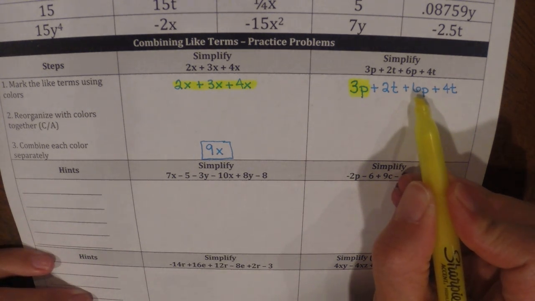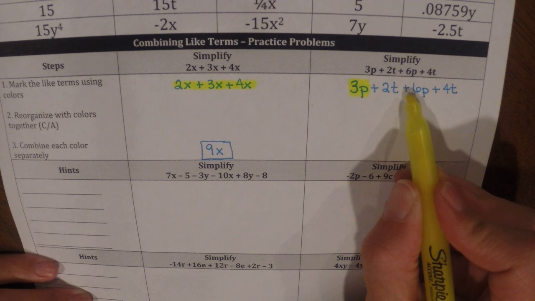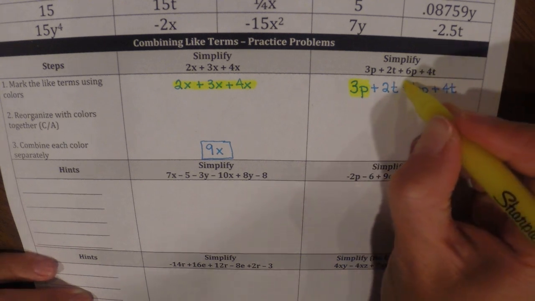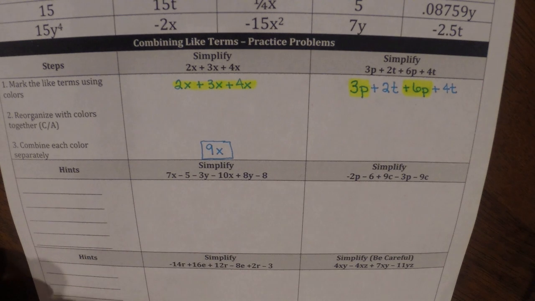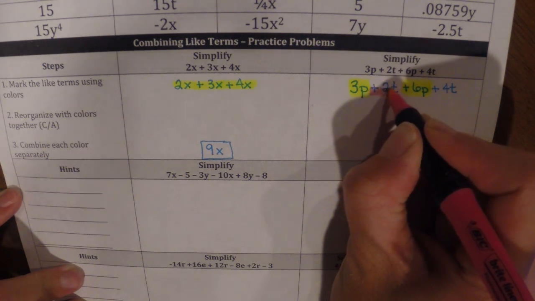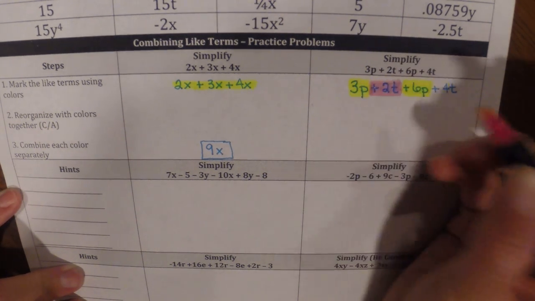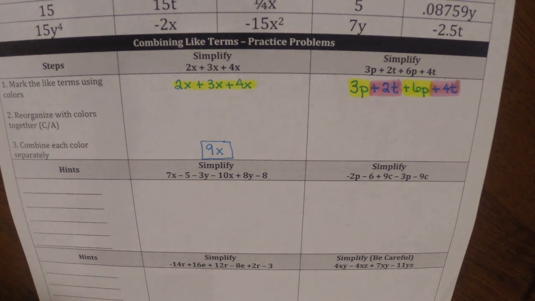But what I want you to remember is that when you're highlighting, the sign that is in front of the number needs to be highlighted as well. So this would be plus 6p. And then we're going to do the same thing. I'm going to switch colors and I'm going to use green. Well, maybe I should use pink. It's a little bit more noticeable. So then I'm going to do plus 2t. Again, the signs go with, and plus 4t. So we want those signs to go with.